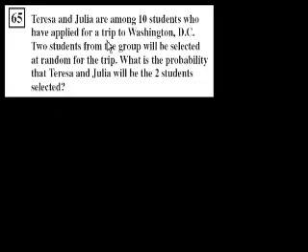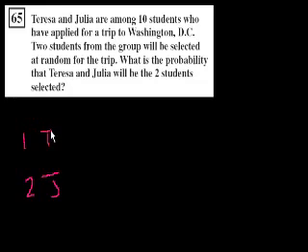So let's think about this. There are 10 students who have applied for the trip. 2 students from the group will be selected at random. All right, so let's think about student 1 selected and student 2 selected, right? What's the probability that Teresa is the first student, and then we get Julia as the second student selected?